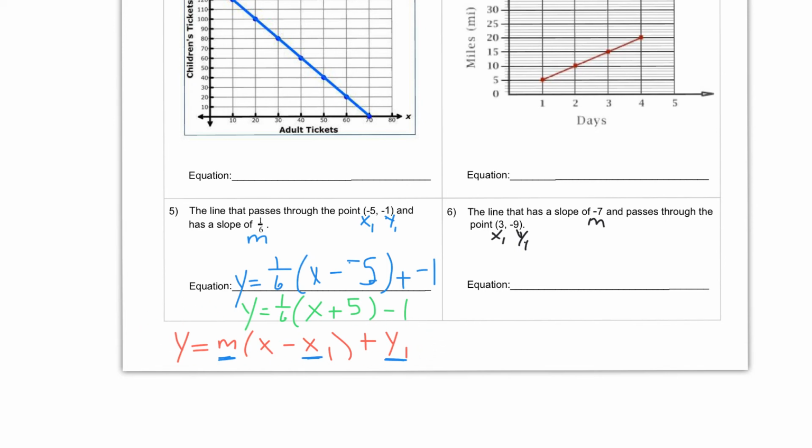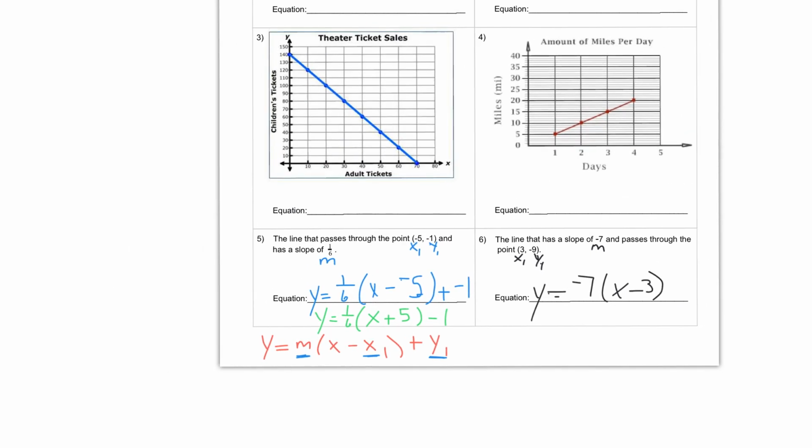So we have y equals, then we substitute the m, which in this case is -7, parenthesis, x minus, this is where we fill in the x sub 1, which is coming from the x coordinate of our point, which is the 3. Close our parenthesis, and then we have plus, and we are going to replace the y sub 1 in our equation with the y value here, which is -9.